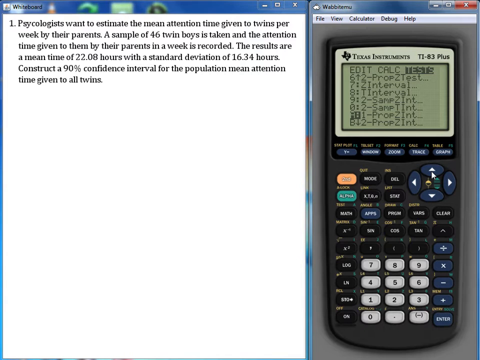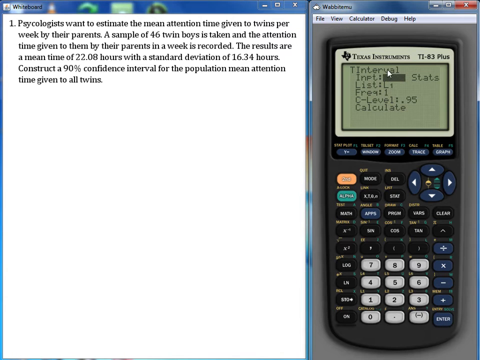So we are working with a population mean, which is what we want to create an interval for. So that leaves us with choosing between Z and T. Now, the only reason that we would choose Z is if the population standard deviation was known, but that's not really present here. So we have a sample of 46 twin boys. The mean of that sample is 22.08. The standard deviation of that sample is 16.34. This is not a population standard deviation. This is a sample standard deviation. So we're going to be using T interval.